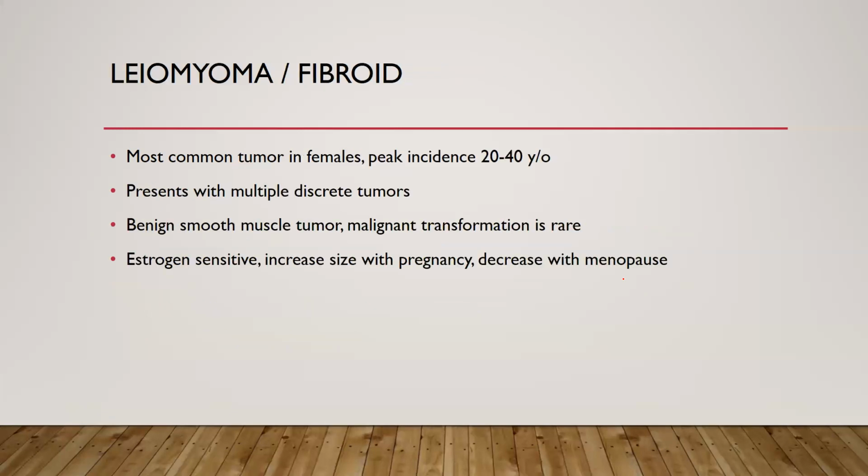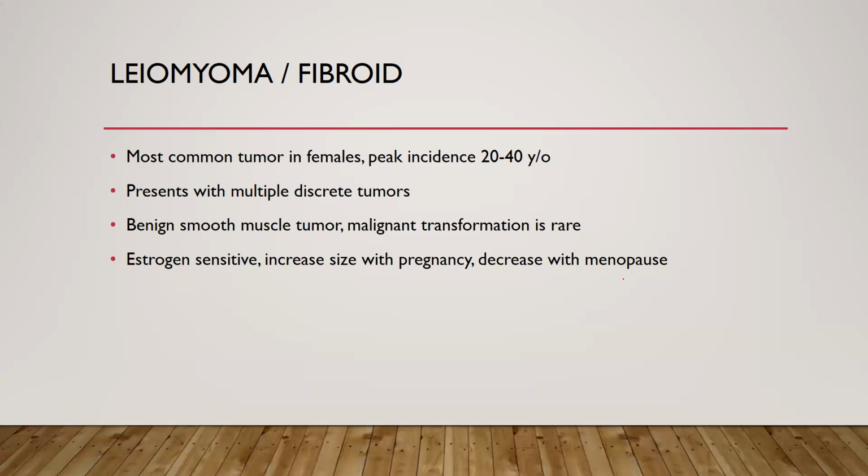Leiomyoma or fibroids, these are non-cancerous neoplasms. They're the most common tumor in females. The peak incidence is 20 to 40 years old. Typically, you'll see multiple tumors. They're often discrete. When they present, they're smooth muscle in nature. They're benign, very rare to have any transformation to malignancy. They are estrogen sensitive, so they increase in size with pregnancy and decrease with menopause.